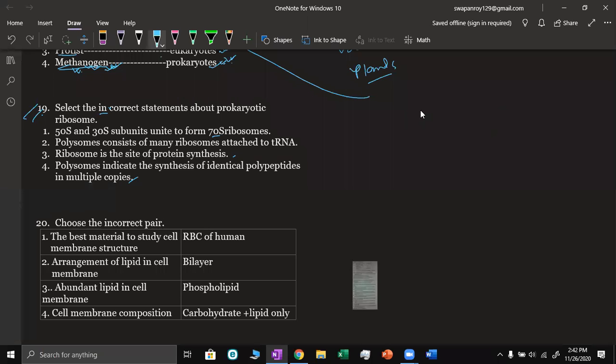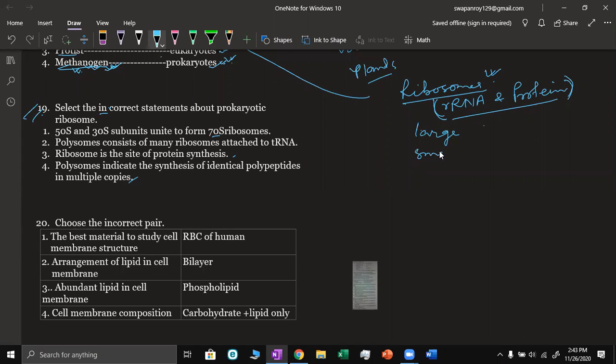See one thing: ribosomes are important cell organelles without a limiting membrane. These ribosomes are made of rRNA and protein, a ribonucleoprotein structure, more or less granular. And these ribosomes are made of two subunits, one large and one small subunit.